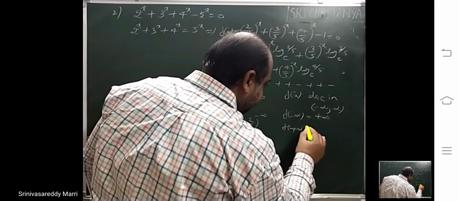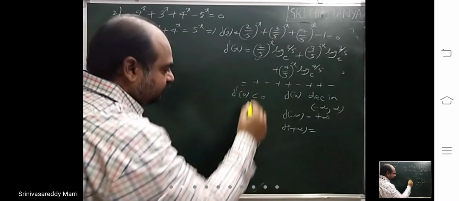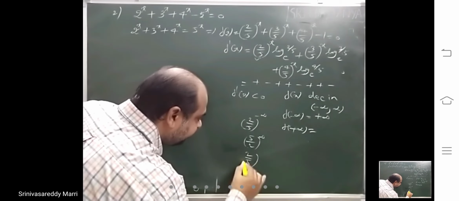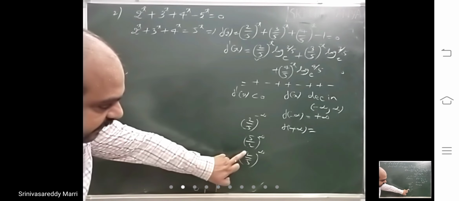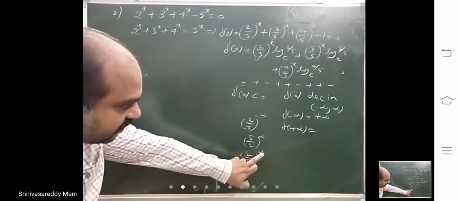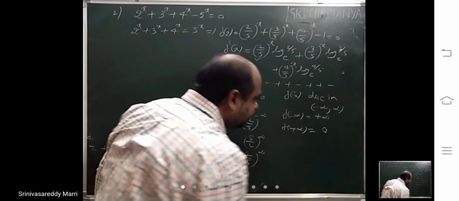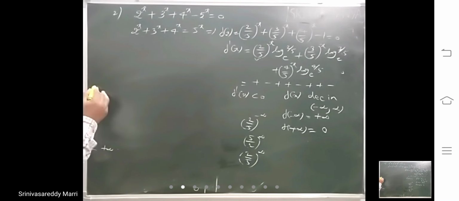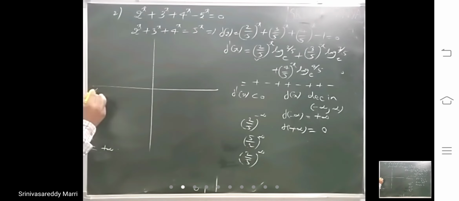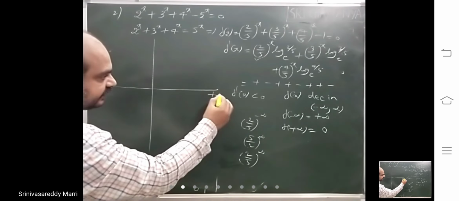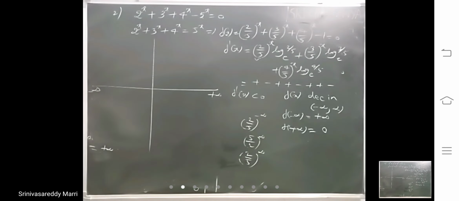Similarly, f of plus infinity: 2 by 5 to the power infinity. In limits we have seen this is a number between 0 and 1, and a number between 0 and 1 to the power infinity is 0. That means the graph will be like this. Look, I am drawing. At minus infinity the value is plus infinity, so the point will be like this.